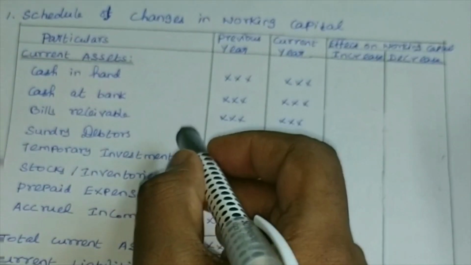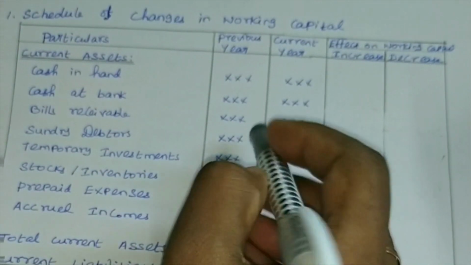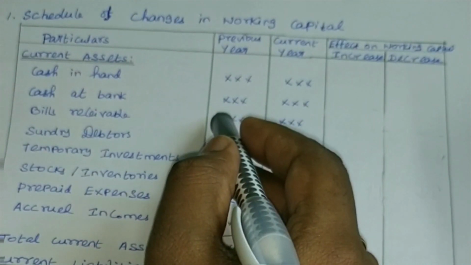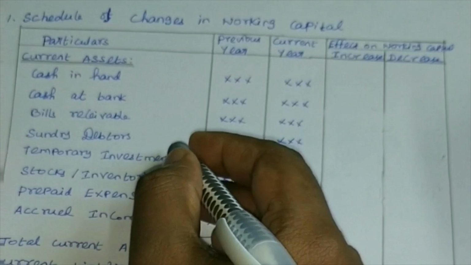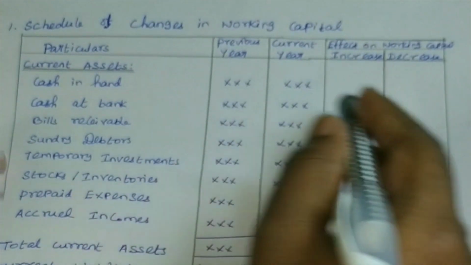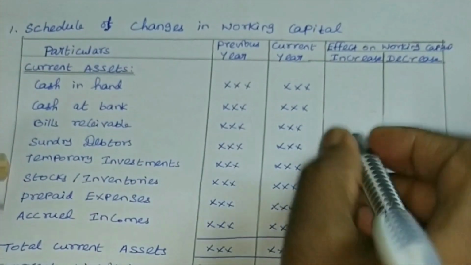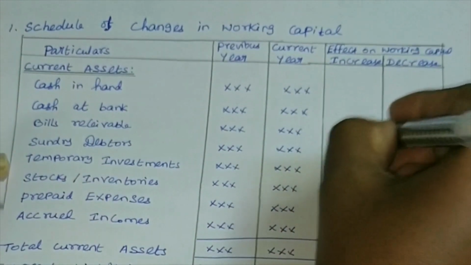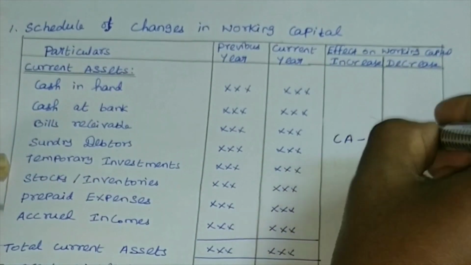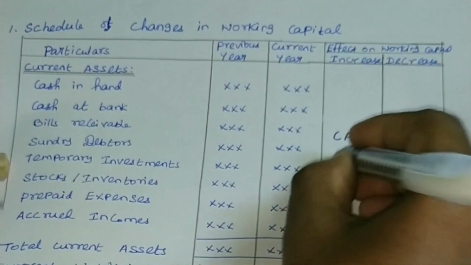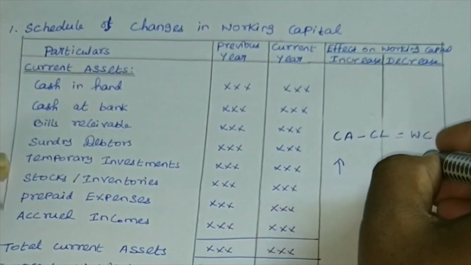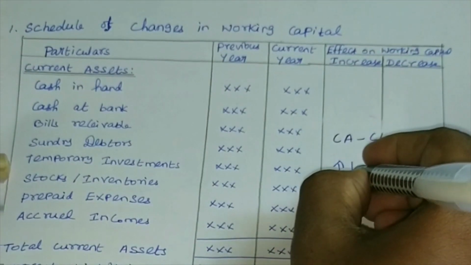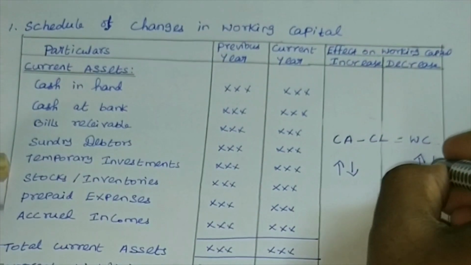Find out the net increase or decrease in working capital. We have to compare the amount of the current year with the previous year. Suppose current assets increase, what will be the effect on working capital? As we know, current assets minus current liabilities equals working capital. If current assets increase, working capital will also increase. If current assets decrease, working capital will also decrease.